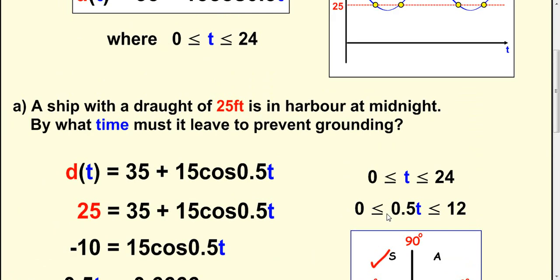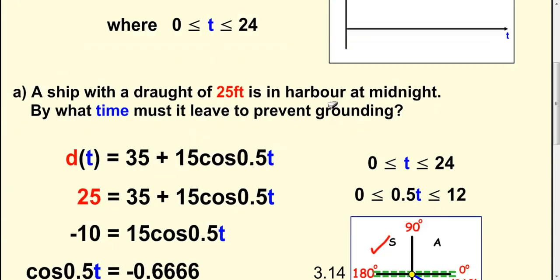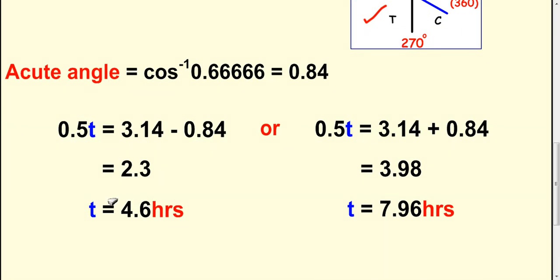But back to the start, and looking at the question, by what time must it leave to prevent grounding? What we've done here is we've found these first two values here, but we're only really looking for the first one. So we don't really need the second value here, which is this. We only really want the first one. Now 4.6 hours, really what we need to do is get that into hours and minutes. And to get 4.6 hours into hours and minutes, you take 0.6 and multiply it by 60 to get you into minutes. So that works out as 4 hours and 36 minutes.